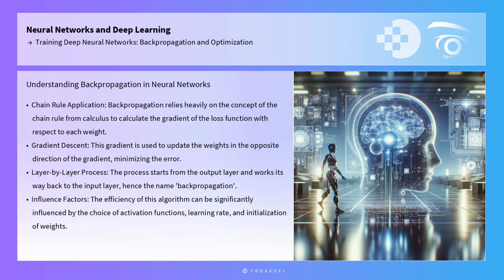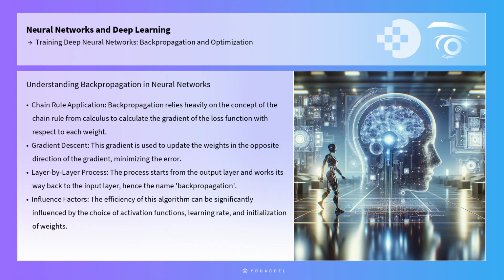Backpropagation relies heavily on the concept of the chain rule from calculus, which is used to calculate the gradient of the loss function with respect to each weight. This gradient is then used to update the weights in the opposite direction of the gradient, thus minimizing the error. The process starts from the output layer and works its way back to the input layer, hence the name backpropagation.